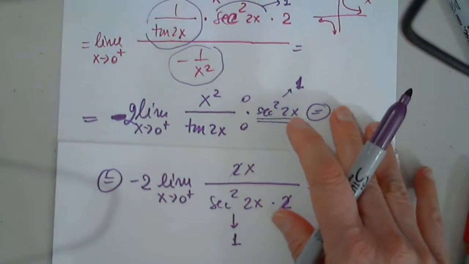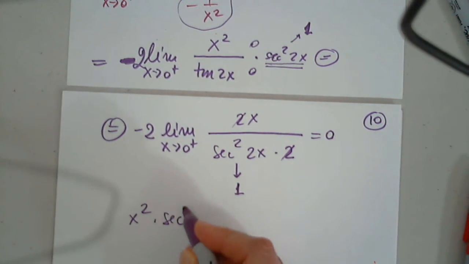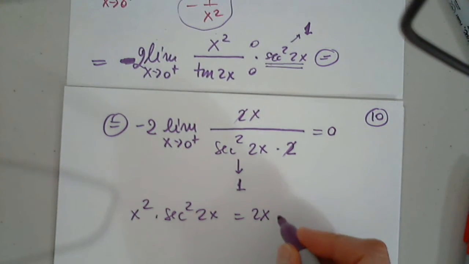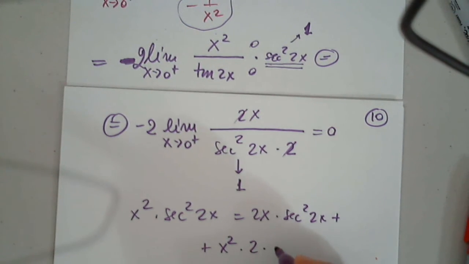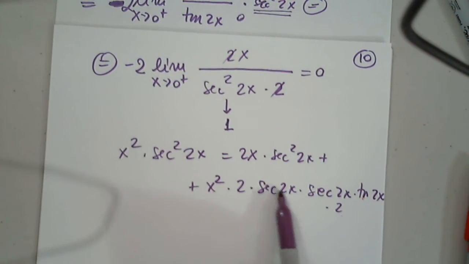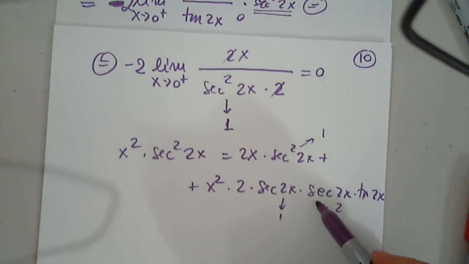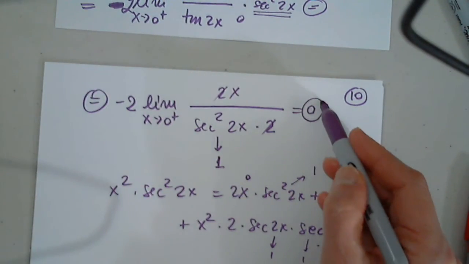If I had kept the secant squared, in case you're asking, then I would have differentiated this as 2x times secant squared 2x plus x squared times 2 times secant 2x times secant 2x tangent 2x times 2. So what would have happened, this would have approached 1, this would have approached 1, this would have approached 1, this would have approached 0, and this is 0. So still I get the same thing.